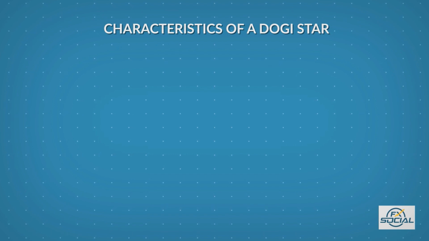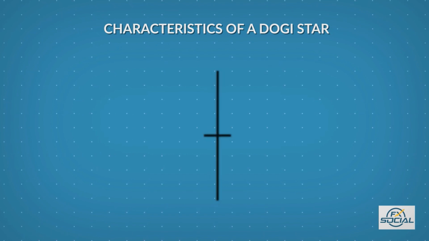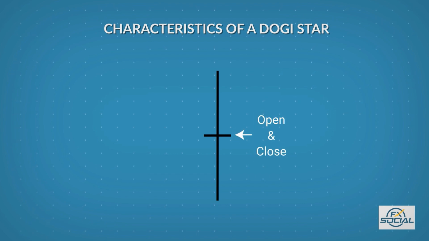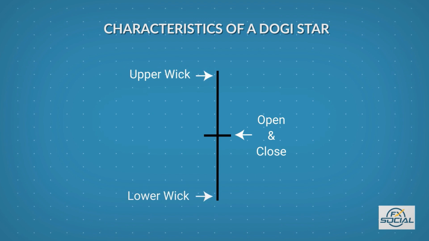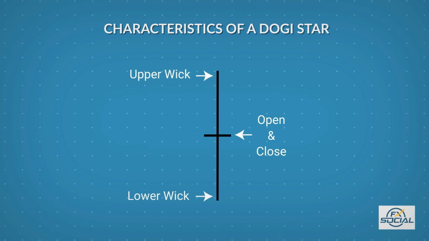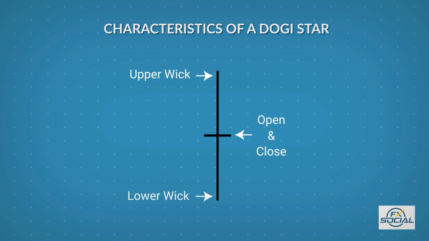Characteristics of a doji star. Number one, it has a cross shape. Number two, same opening and closing price. Number three, small equal length upper and lower wick. How to trade with the doji star pattern.